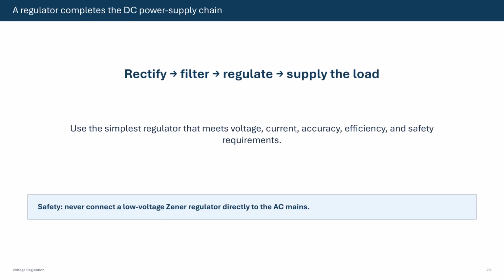A regulator completes the basic DC power supply chain by stabilizing the filtered output before it reaches the load. The Zener shunt regulator is an excellent first model because it makes line, load, current division, and power limits visible. In practice, select the regulator topology that meets the required current, accuracy, efficiency, thermal, and safety constraints. Never connect this low-voltage circuit directly to the AC mains.